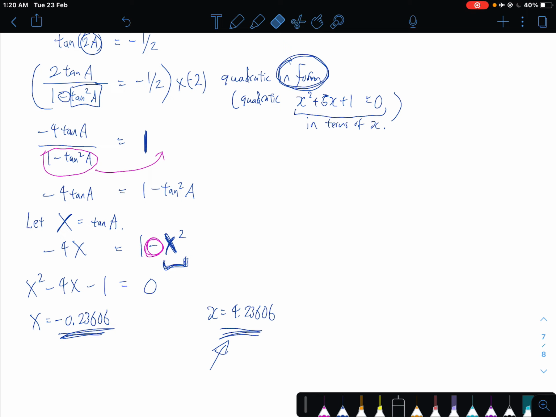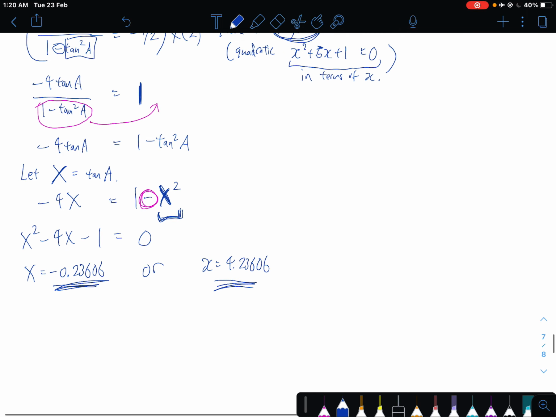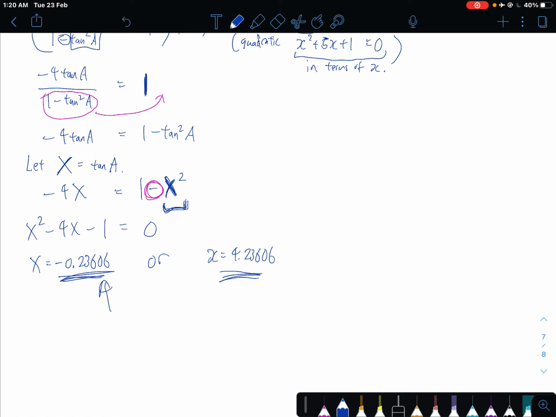"Or" means it doesn't have to be both. It could be one. It could be the left guy but not the other. It could be the right guy only and not the left guy. Or maybe there's a chance it could be both. But in this case, definitely not. You can't be both positive and negative. You can't be two different numbers at the same time, right? Your solution could be one guy and not the other, or it could be the other guy and not the first guy.